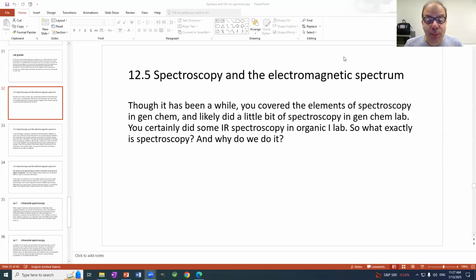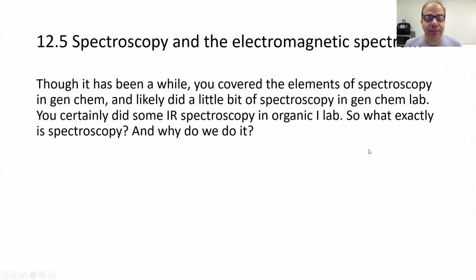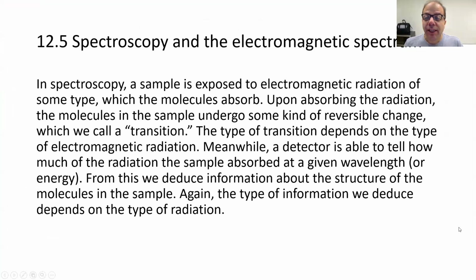So it's helpful for us to know what is spectroscopy and why do we do it. So let's start the slideshow from the current slide. In general, whenever you're doing any kind of spectroscopy, the first thing you have is a sample. And that sample will be exposed to electromagnetic radiation of some type.